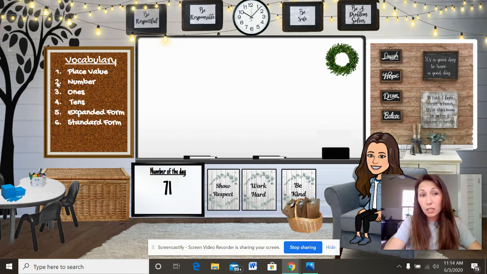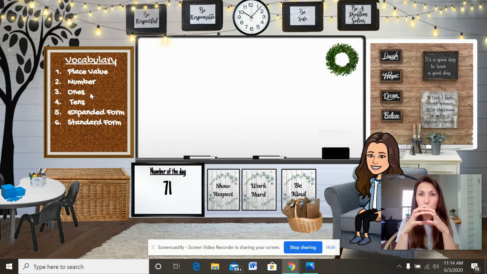Then we have number two, which is number. The number is just a basic unit that we use in math. And a number can be made up of digits. And we've used that vocabulary word digits many times. A number is simply 1, 2, 3. And then we have the next one, which is ones. And that is the smallest unit with place value. It is just ones. It's just one little cube.